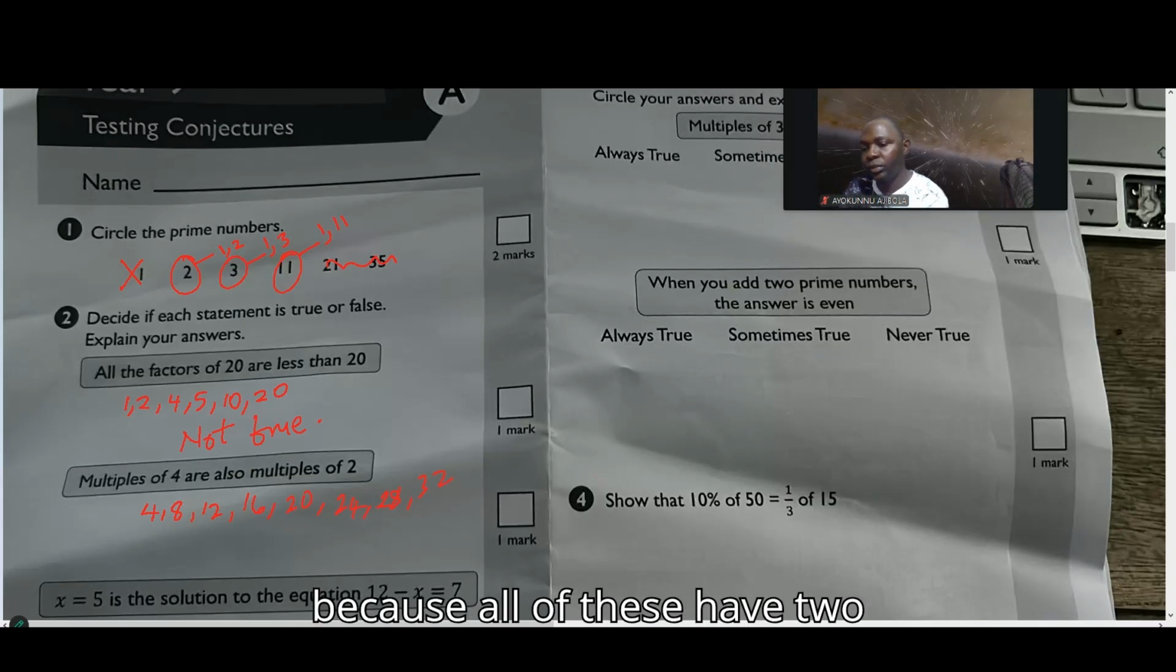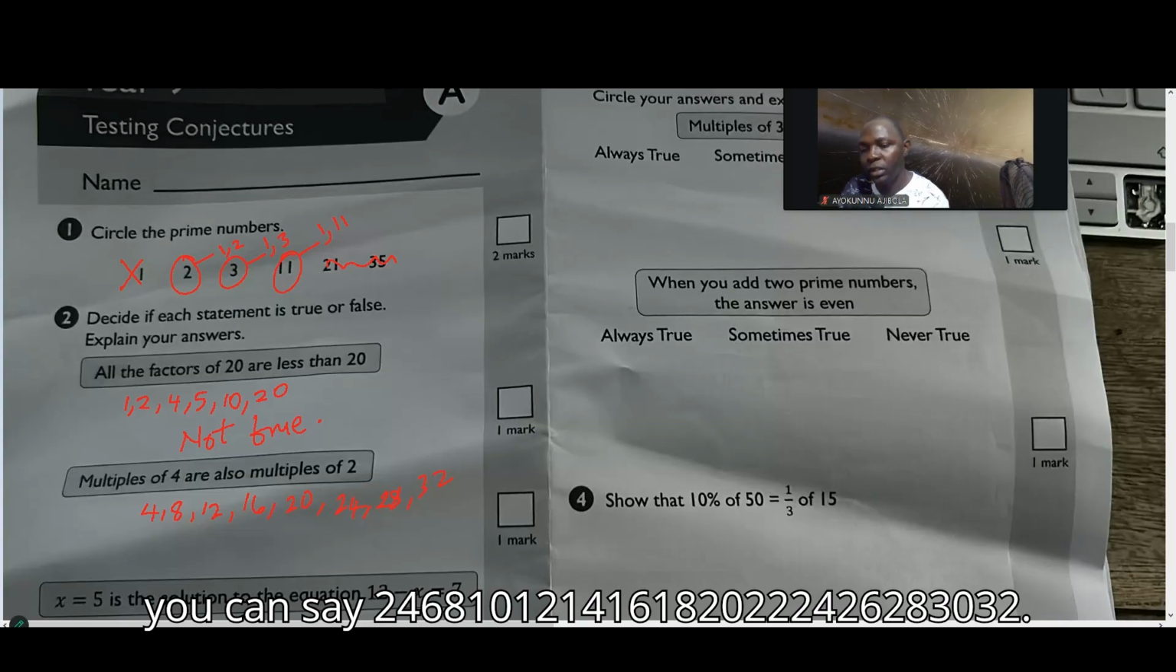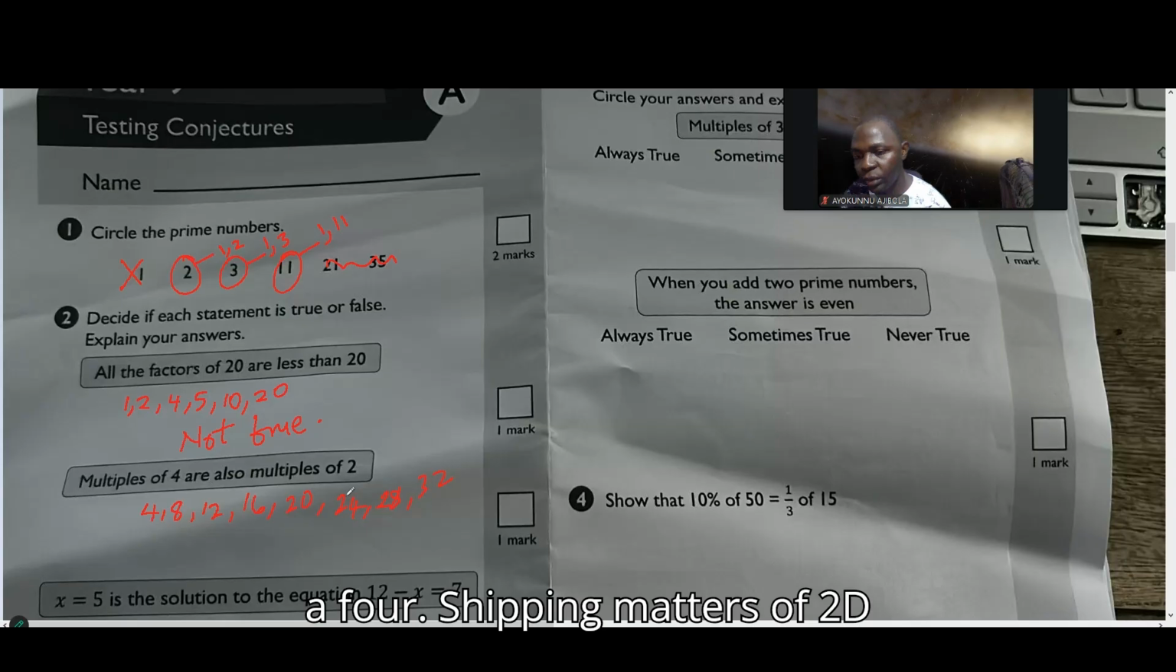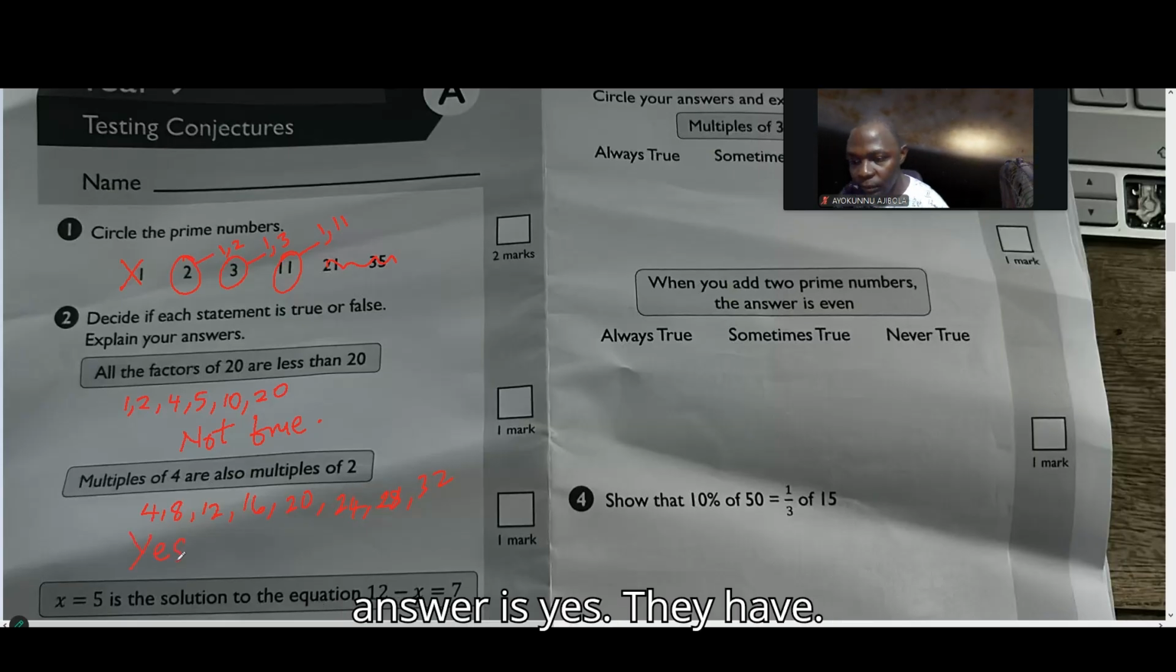You can say 2, 4, 6, 8, 10, 12, 14, 16, 18, 20, 22, 24, 26, 28, 30, 32. So in as much as 4 is a multiple of 2, then all multiples of 4 should be multiples of 2. The answer is yes, they are.